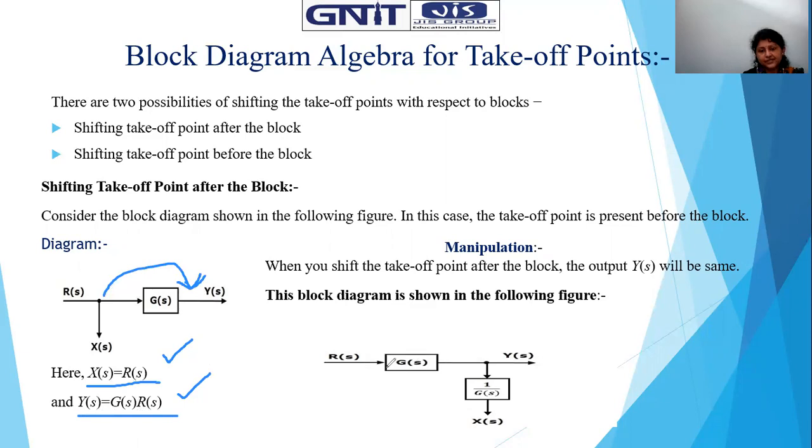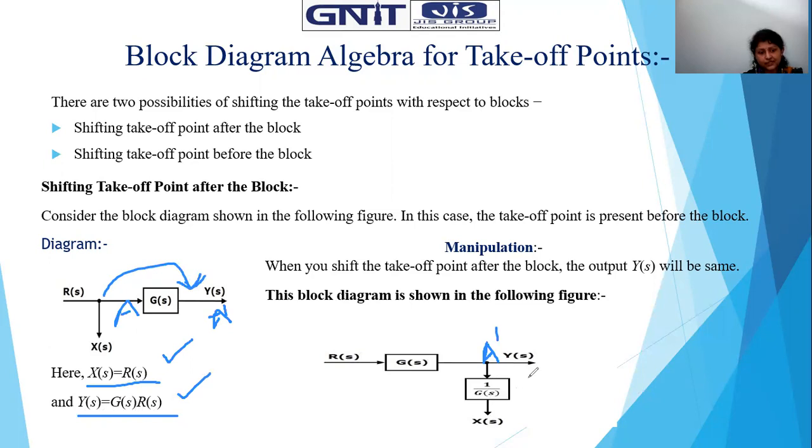See, the takeoff point is moved from A to the A dash point, right? Now it is automatically coming after G(s). So Y(s) becomes R(s) into G(s). That has been accomplished. Now what about X(s)? X(s) should be R(s), right? As it is R(s) into G(s) automatically, to obtain X(s), how to do it? Multiply by 1/G(s).